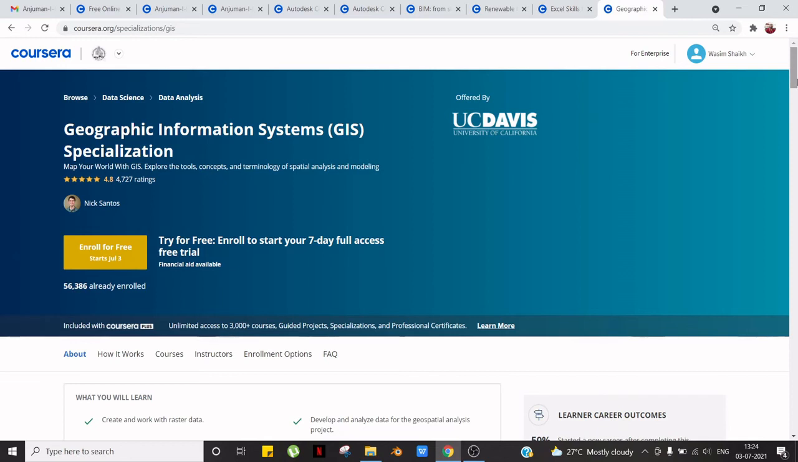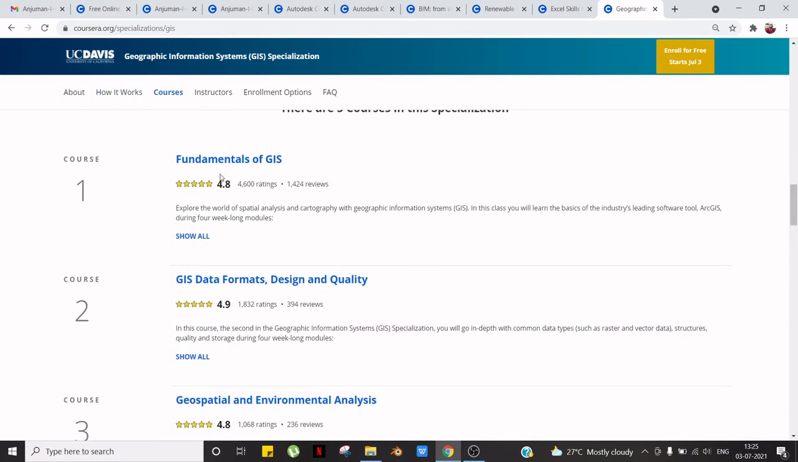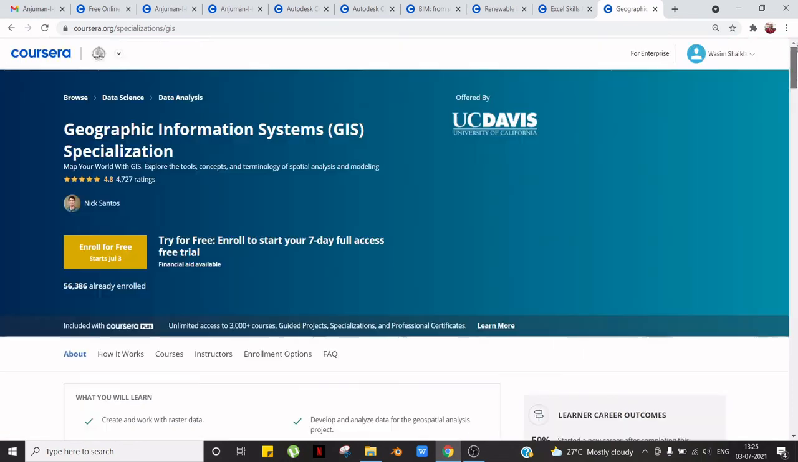The next course is not a single course, but a combination of multiple courses offered by UC Davis, which is a very well-known publicly funded university in the United States. It is offering a list of courses. You can go to the bottom and see Fundamentals of GIS, GIS data formats, and so on, a list of 4 or 5 courses. You can do one of these courses for free, and for the rest of the courses you have to pay. I think it is about $10, which turns out to be 700 rupees in Indian currency.